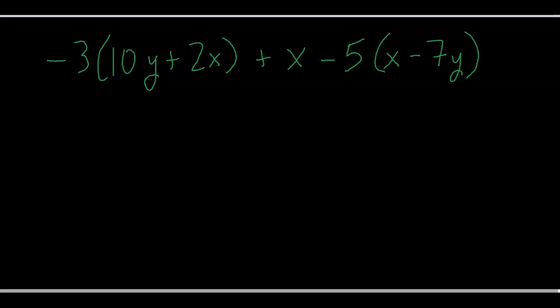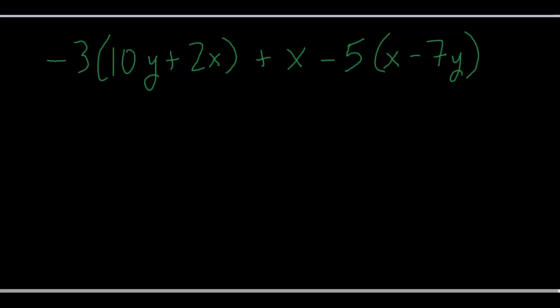Okay, everyone, so now let's take a look at maybe one or two rather involved examples. Rather difficult, that is. Okay, so let's take a look at what we got here. We got our first term, which is -3 times the quantity, 10y plus 2x. Then we have plus x. Then we have minus 5 times the quantity, x minus 7y. All right, so let's start off by simplifying this.